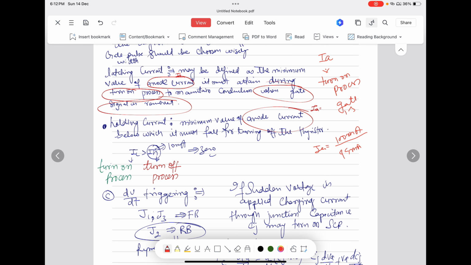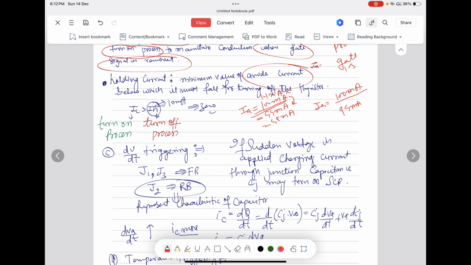Similarly, holding current is the minimum value of anode current below which it must fall for the turning off of the thyristor. That means it is associated with the turning off of the thyristor, in which the anode current must fall below a particular value. For example, if it is 100 milliampere, it must fall below this, for example 99 or 98 milliampere. If it is 101 milliampere and the gate signal is removed, the thyristor will not turn off. It will only turn off when it goes below 100 milliampere. This is just for an example.